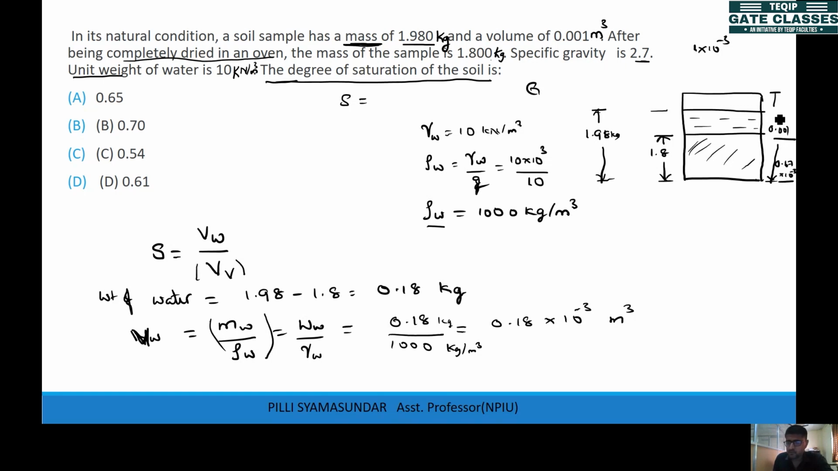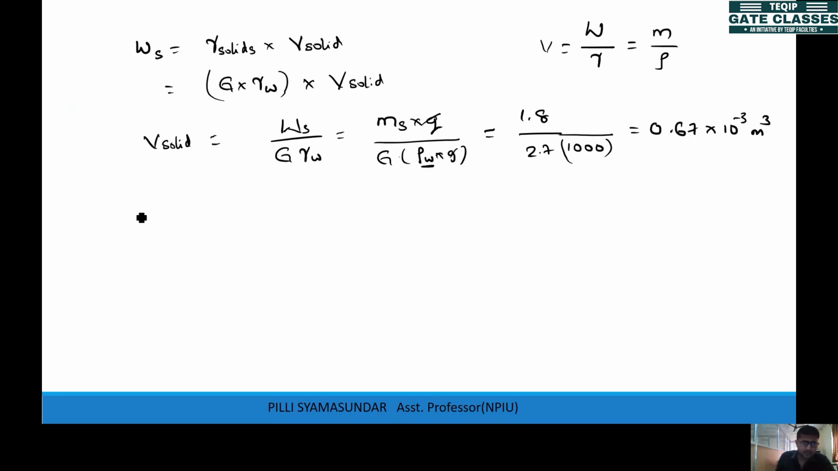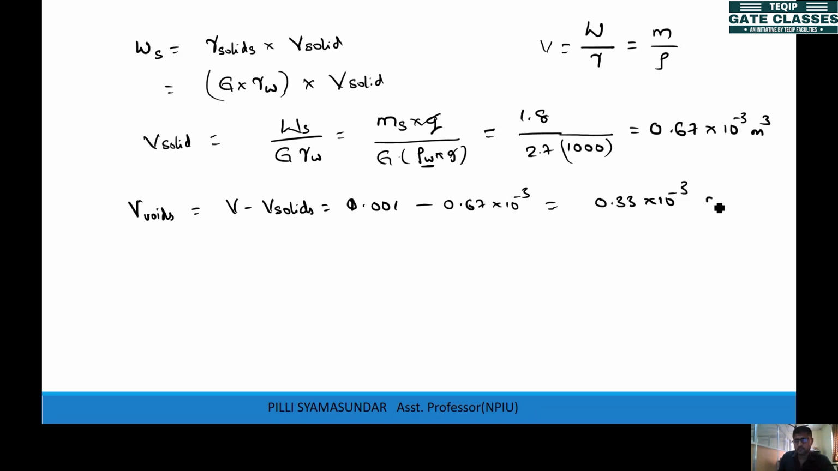So we can find out the volume of voids, right? So volume of voids is total volume minus solids volume. So the total volume is 0.001, that is 10 to the power of minus 3, minus 0.67 into 10 to the power of minus 3. So this is 0.33 into 10 to the power of minus 3 meter cube, right? So we have got the volume of voids.